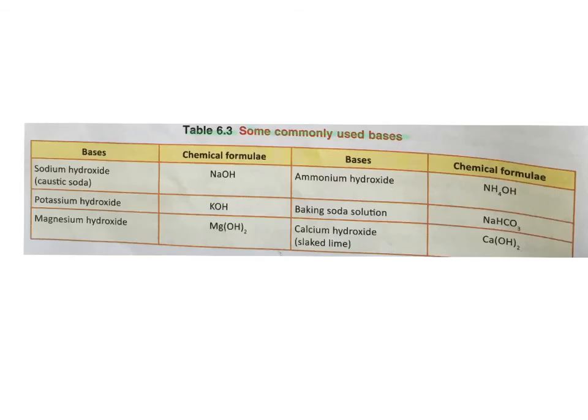Table 6.3, some commonly used bases. Sodium hydroxide, common name caustic soda, chemical formula NaOH. Recall that we have used this chemical in the neutralization reaction. Potassium hydroxide, chemical formula KOH. Magnesium hydroxide, Mg(OH)2. Ammonium hydroxide, NH4OH. Baking soda solution, NaHCO3. Calcium hydroxide, commonly known as slaked lime, Ca(OH)2. Note one thing: almost all the bases contain an OH group, that is, the hydroxide group.